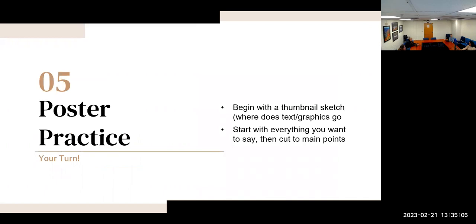All right, so we're going to do some poster practice now, and I can also answer any questions you have. What I would suggest is begin with a thumbnail sketch of where the text and the graphic go, and then start with everything you want to say, and then cut to the main point. It is much easier to cut back than to add. Sometimes it's difficult, but it's still going to be easier because, hey, this is all I have, and then you can see the main points a little bit clearer.